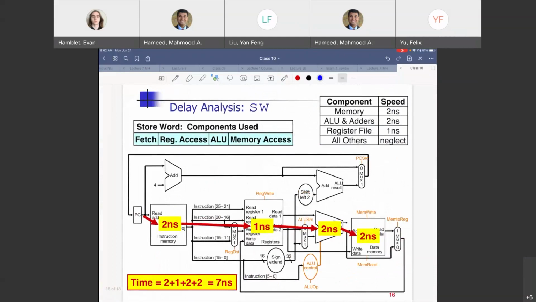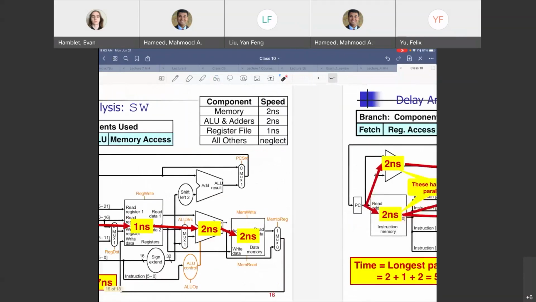How about store word? For store word, 4 steps are involved over here. Fetch 2 nanoseconds, register read here, which is 1 nanosecond, ALU, and memory write 2 nanoseconds. 7 nanoseconds in total for store word. We've got 6, we've got 7, we've got 8.